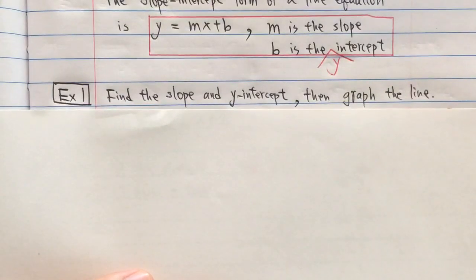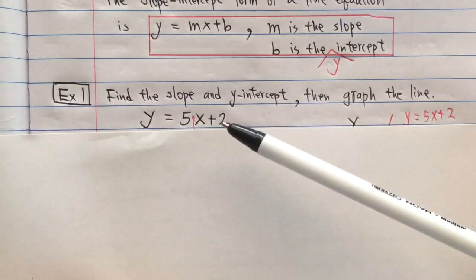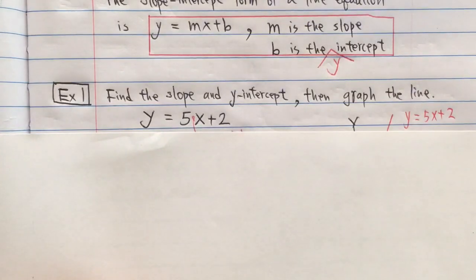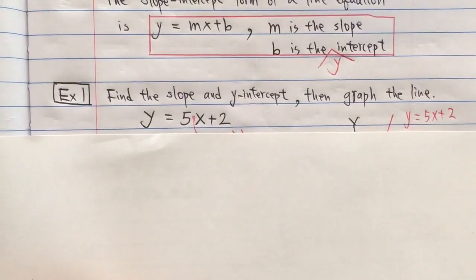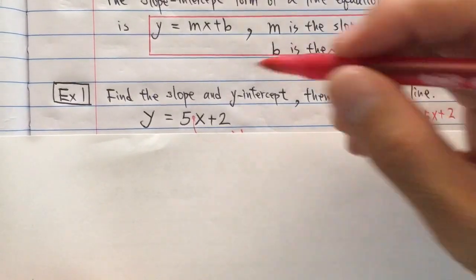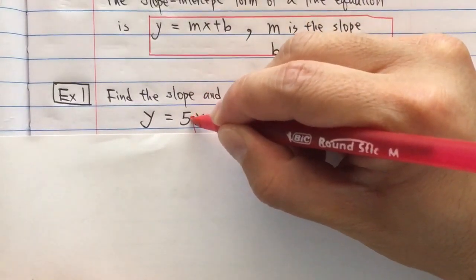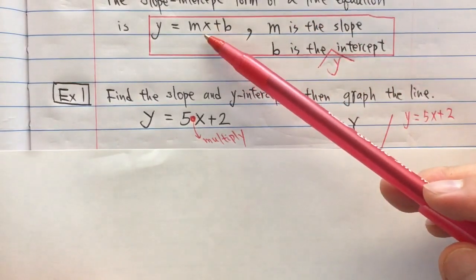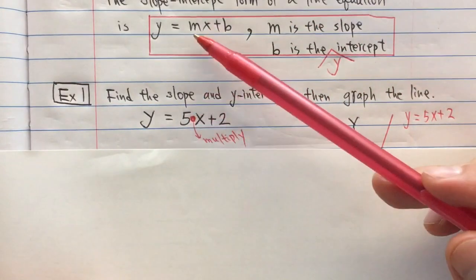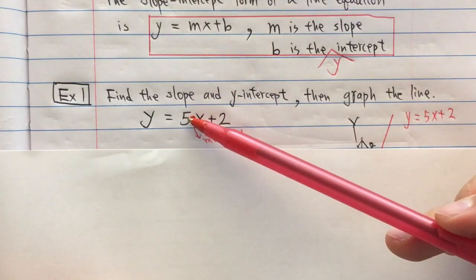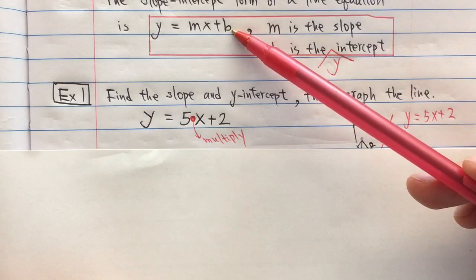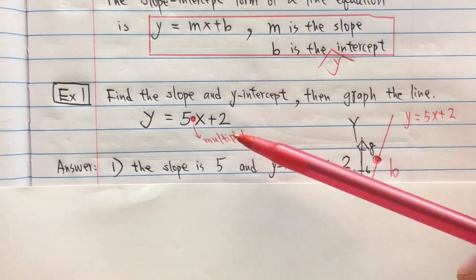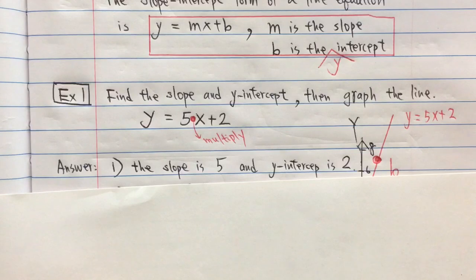Now let's see question 1. Find the slope and y-intercept, and then graph the line. The question is y = 5x + 2, 5 times x plus 2. If you don't see any operation here, that means multiplication. Now let's find the slope and intercept. Based on this form, the slope m is 5, and the y-intercept b is 2. This should be easy.